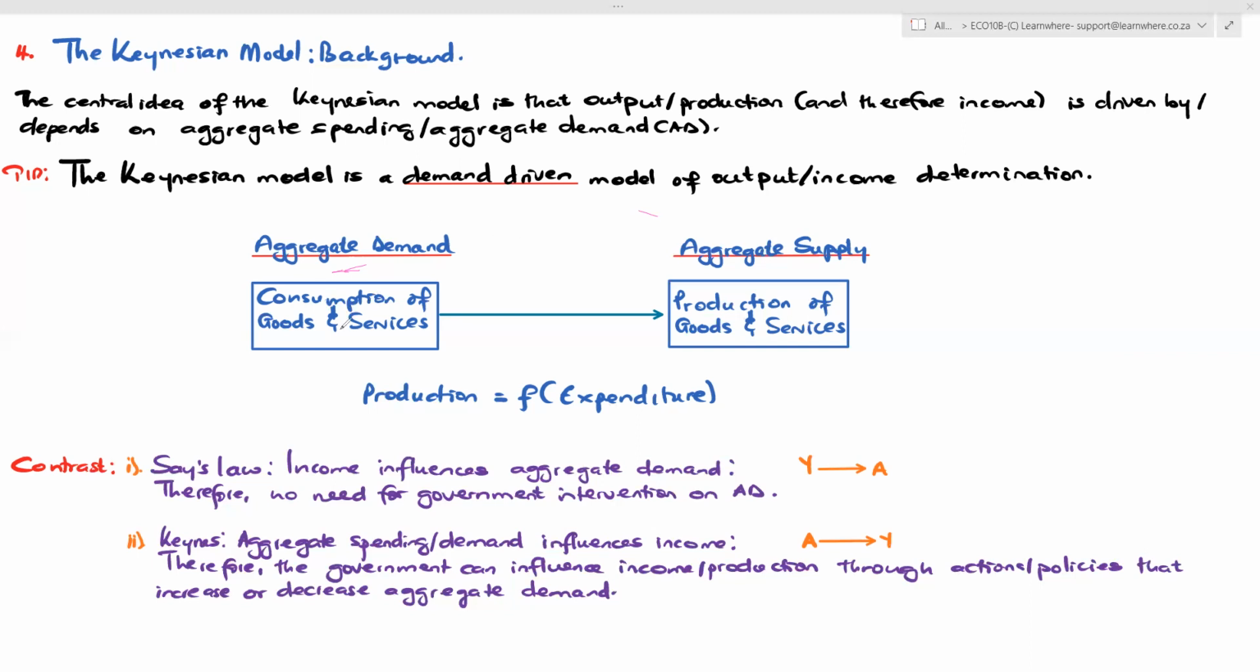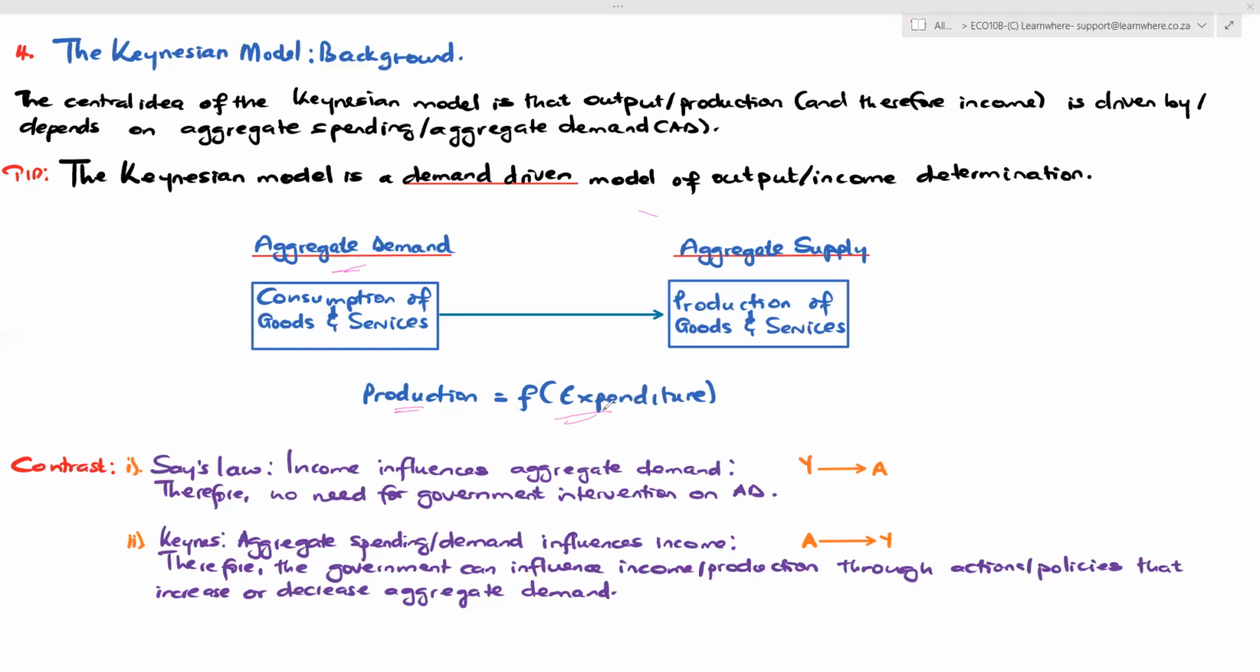Okay, so in the Keynesian model, first of all, there's demand, that is the consumption of goods and services. And then once there's demand for goods and services, this is going to lead to supply. And therefore production, which is supply, is really a function of expenditure, meaning the production of goods and services, and therefore income, depends on expenditure, or depends on demand.